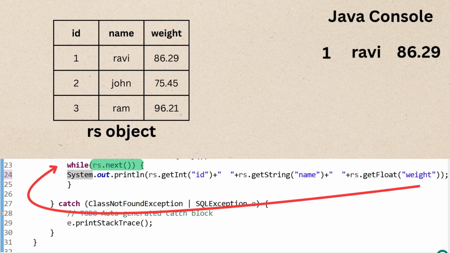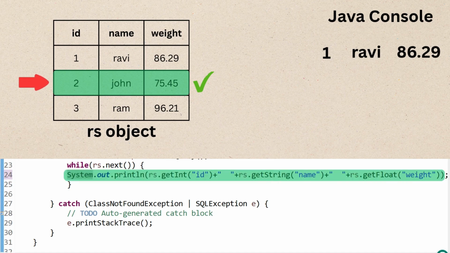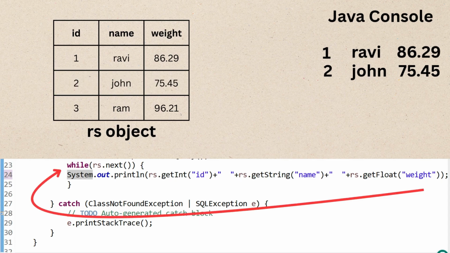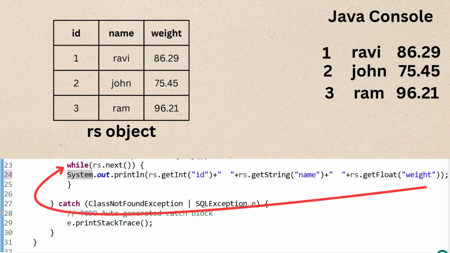rs.next returns true as the next row is available. The cursor moves to the second row. Control goes inside the loop and starts printing the second row: 2 John 75.45. Again control goes back to the while loop. rs.next returns true as the next row is available. The cursor moves to the third row. Control goes inside the loop and starts printing the third row: 3 Ram 96.21. Again control goes back to the while loop.